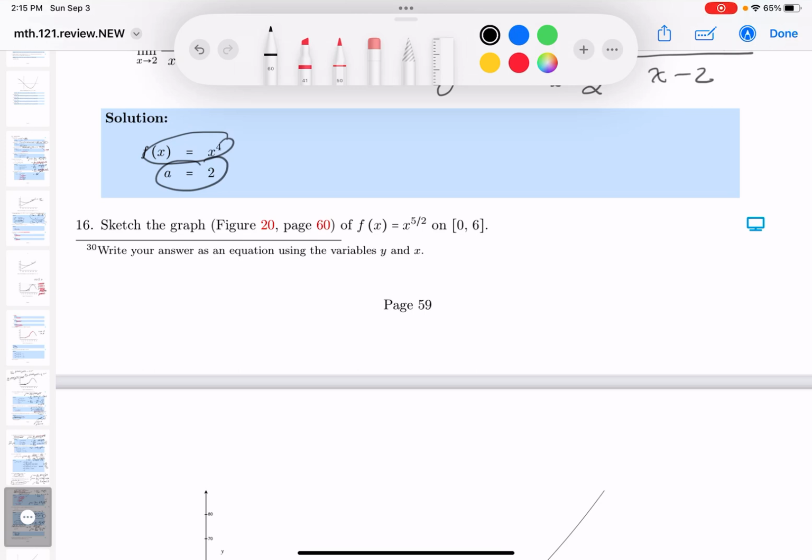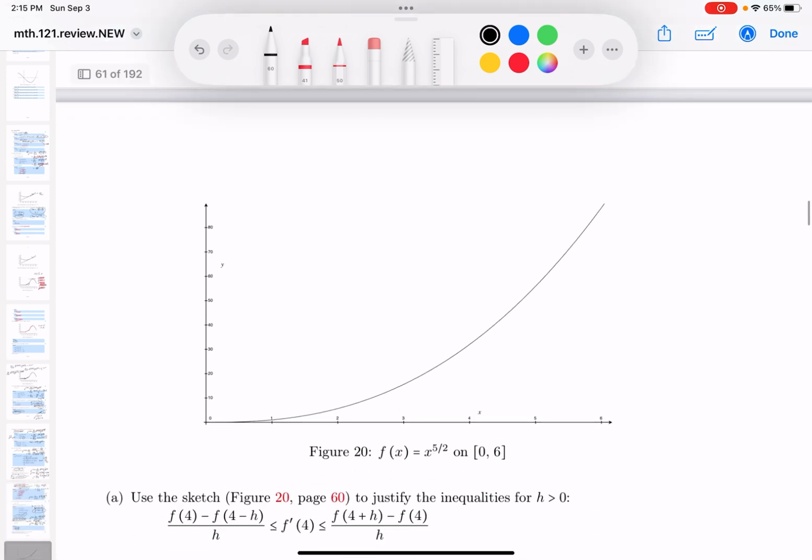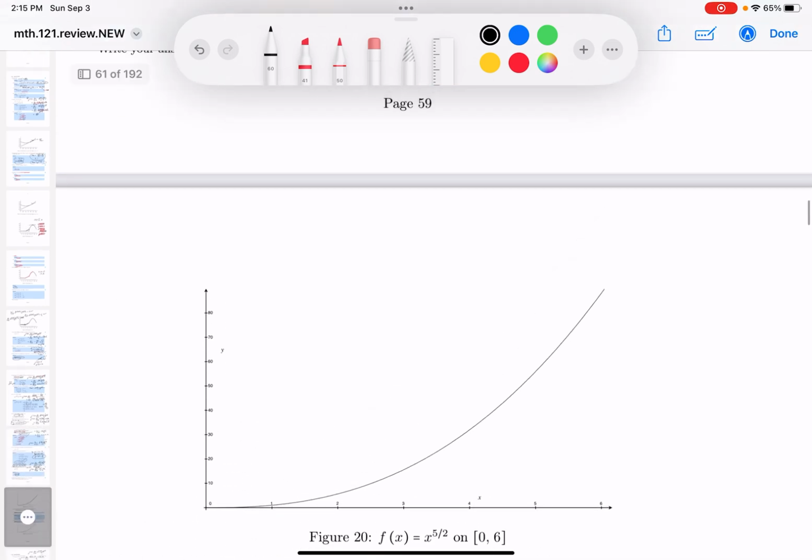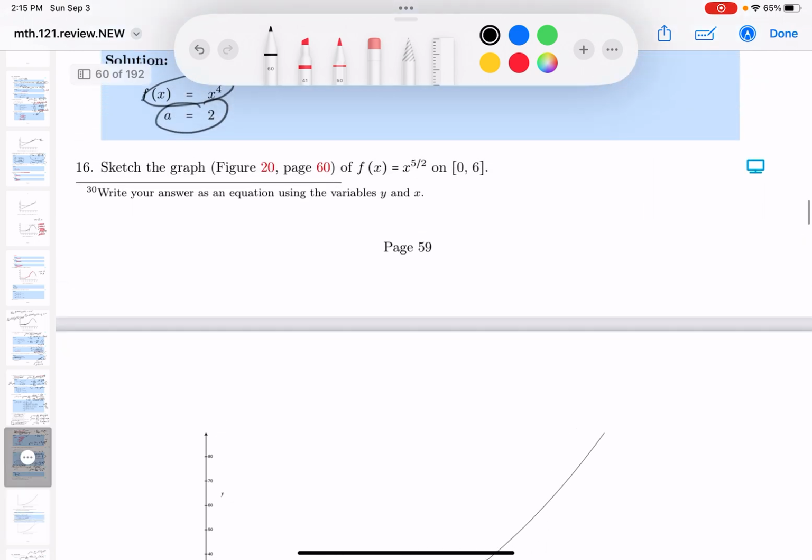Okay, for number 16, they're asking to sketch the graph. And they tell me the graph, it's figure 20, page 60. It's not a bad looking graph, but you may want to do a different graph than I'm doing. But this is the graph of y equals x to the 5 halves, which is really x squared times root x, because 2 goes into 5 two times, and what's left over is a half, so it's root x.